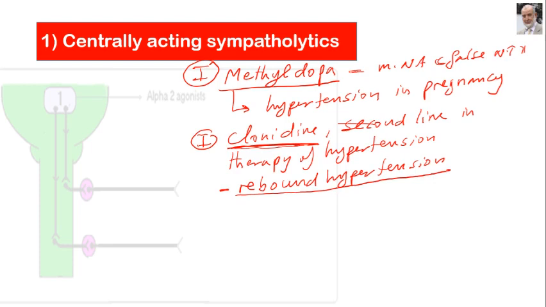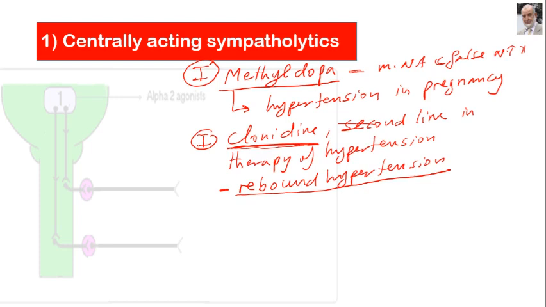Clonidine is used in hypertension as second line because of many side effects and low compliance. It is used either alone or in combination with other drugs, as you will see when we talk about antihypertensive drugs. If it is used, it should be used carefully and should never be stopped suddenly because of the rebound hypertension.